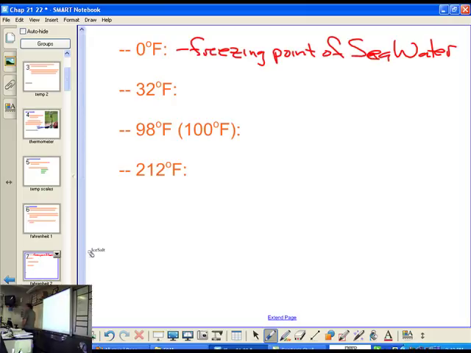0 degrees Fahrenheit is the temperature at which seawater freezes. Salt water has a lower freezing point than fresh water. That's what 0 degrees is, because that's what he was really concerned about. He was concerned about when the ocean froze. You have to get salt water down to 0 degrees Fahrenheit. 32 degrees.